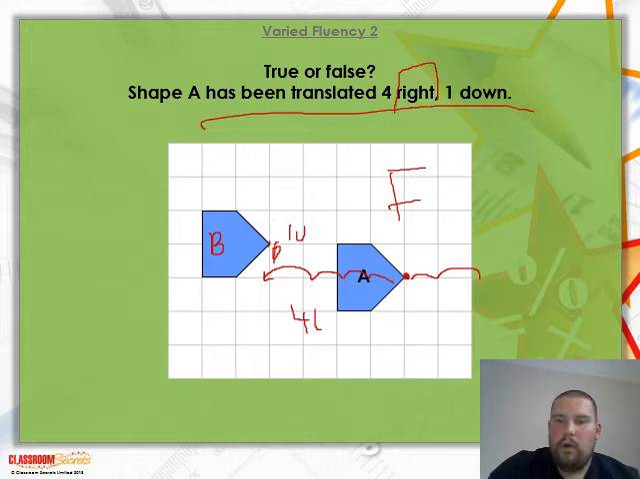Okay, what this question is saying is whether you're reading it. Shape A has been translated 4 right and 1 down. If I've named it B, if we were looking at it as shape B, yeah, that would be right. Shape B is translated 4 right and 1 down to get to shape A. So make sure you're reading the question. It's not here to trick you out or catch you out. It's just there to see if you know what you're doing.